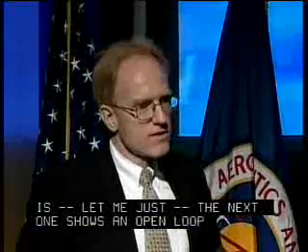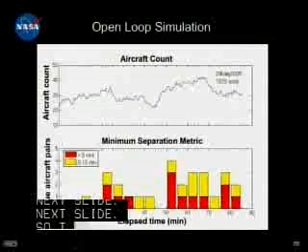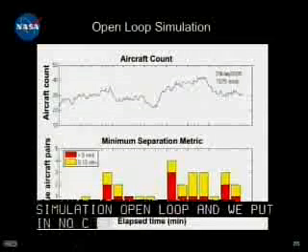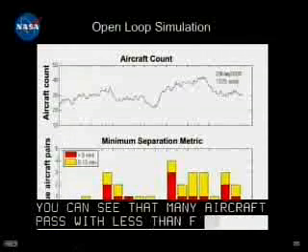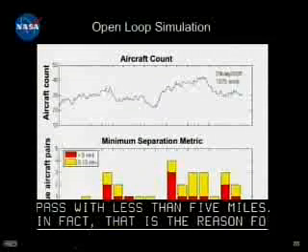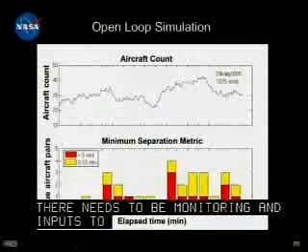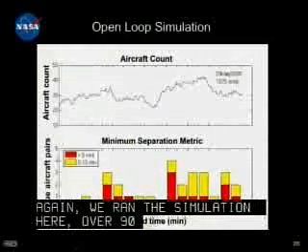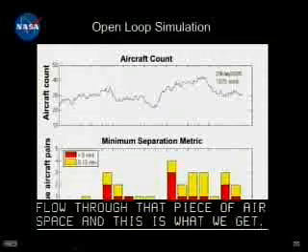Next slide. So this is if we run the simulation open loop and we put in no control actions at all, you can see that many aircraft pass with less than 5 miles. And in fact, that is the reason for the air traffic control system. There needs to be monitoring and inputs to ensure separation. Again, we ran the simulation here over 90 minutes with the flow through that piece of airspace, and this is what we get. So this is the problem that needs to be solved with the automation.